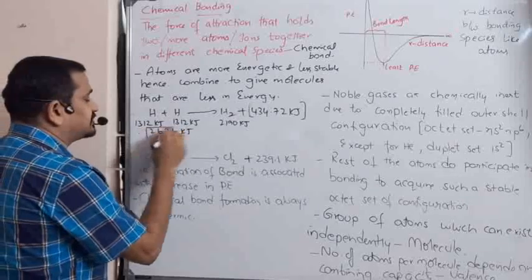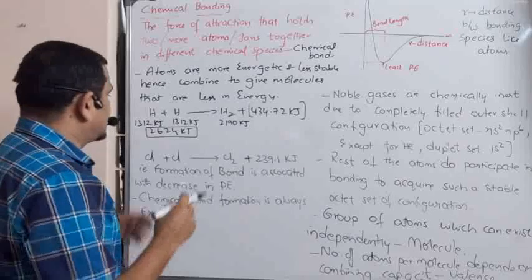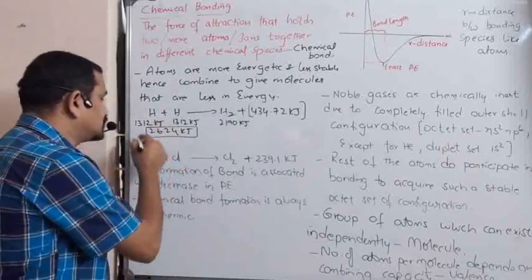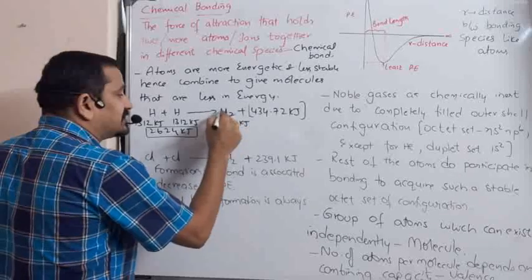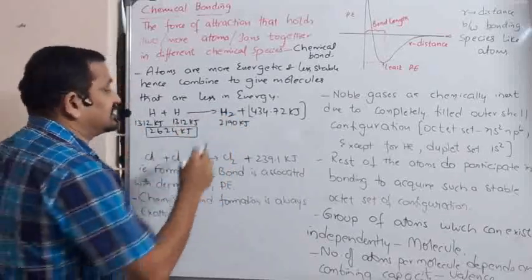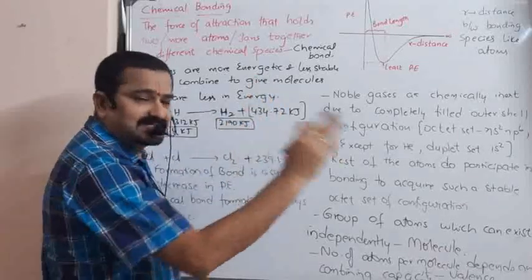What is the total energy of the two hydrogen atoms that are combining? 2624 kilojoules. See, I am maybe poor in mathematics, so you please go through the calculation part. And the energy possessed by the H2 molecule formed was observed as 2190, because the balance is released out.